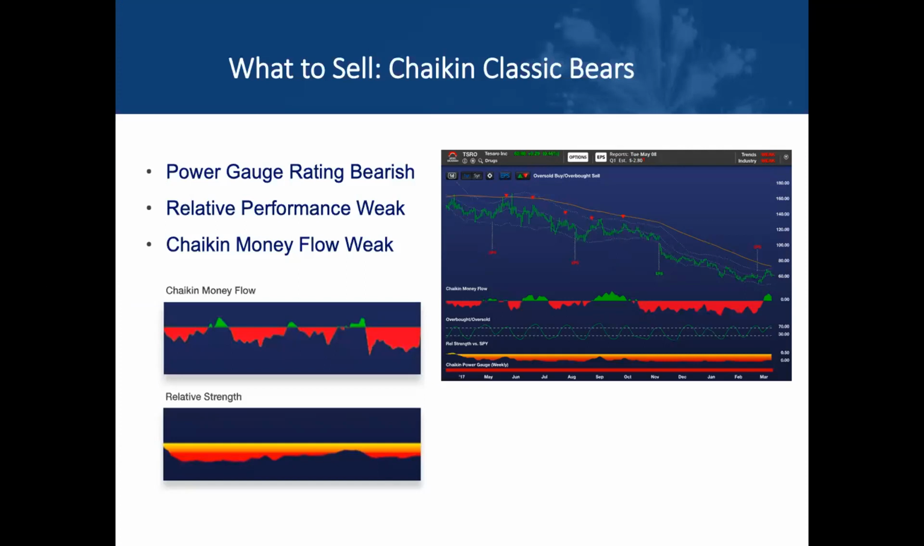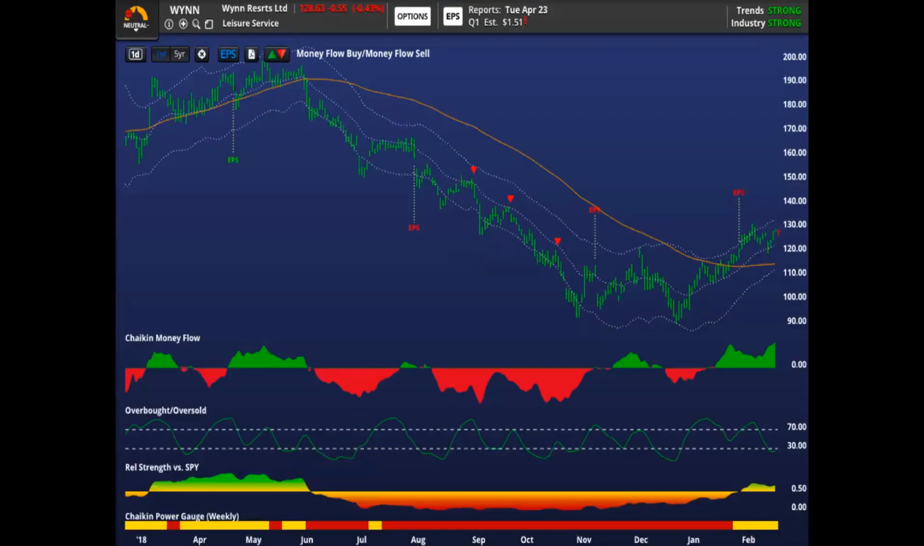It was also important in 18 because a lot of stocks, as we'll see, that were very popular took a big dive, not just in the fall of 18. So power gauge ratings bearish, underperforming the market. Chaikin money flow is red, not green, telling you that institutions are selling the stock and you should be selling it also. So here's Wynn Resorts.